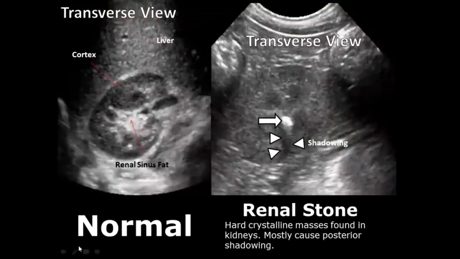And we have another image in the transverse view, a hyperechoic stone followed by a dark area with acoustic shadowing, always behind the stone.